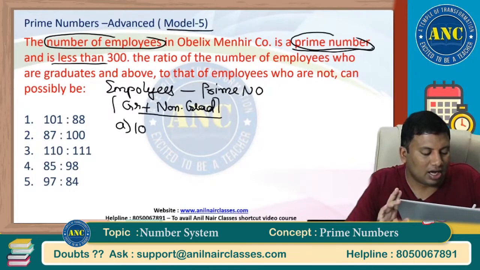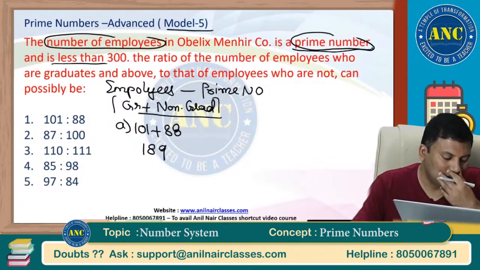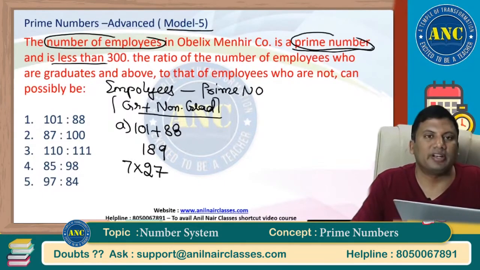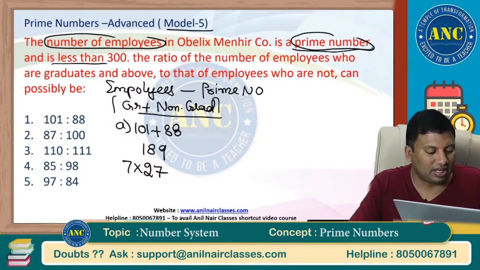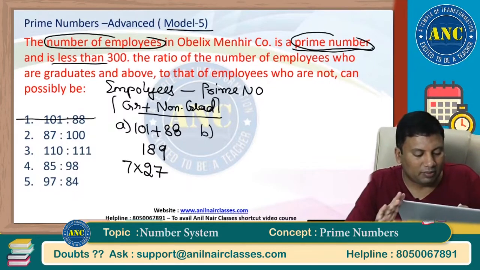First one, 101 plus 88, which is 189. If you observe, 189 is 7 into 27. 7 2s are 14, 7 7s are 49. The answer is divisible by 7. It cannot be a prime number.